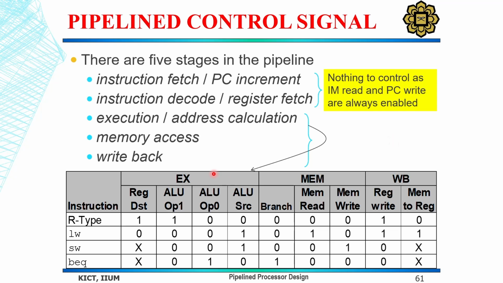Okay, so we only need the control signals in execute, memory and write back. And if we see here, there are different instructions like R type, which contains addition, subtraction, and different logical operations. Then we have load word, store word, and BEQ. For each type of instruction, we can see which control signals are to be active and which are to be inactive. We will further see the details of all these control signals in the upcoming slides as well.